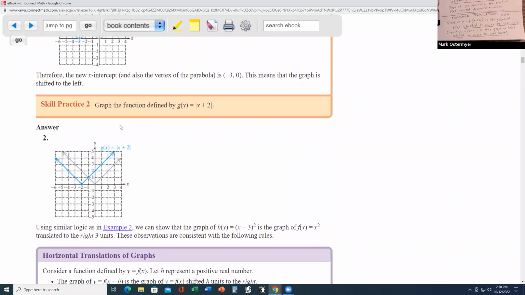All right, suppose we look at skill practice 2. What would the graph of g of x equals the absolute value of x plus 2 look like? How would it compare to the basic absolute value function's graph? The basic graph is in gray, f of x equals the absolute value of x. We form a new function g of x, which is f of x plus 2. The graph of g of x is the gray V-shaped graph shifted 2 units to the left.